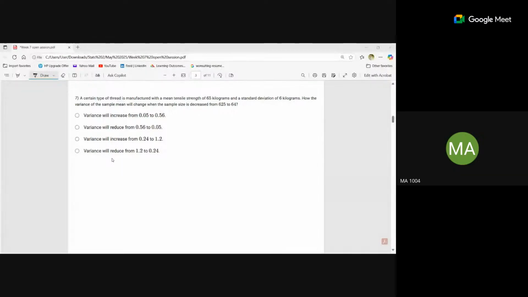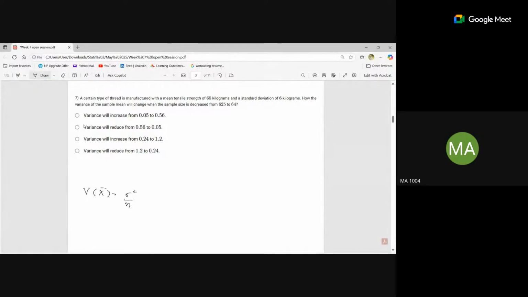Option A, ma'am. I solved it. It is like the sample variance formula. No, sorry, variance of sample mean, sigma square by n. So how to solve it? What are the values that we have been given? We need to find out the variance of a sample mean. So the variance of the sample mean is basically sigma square by n.